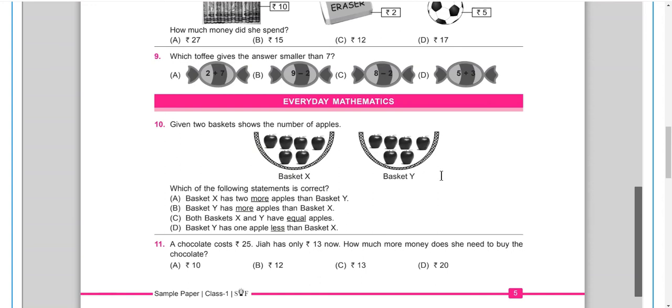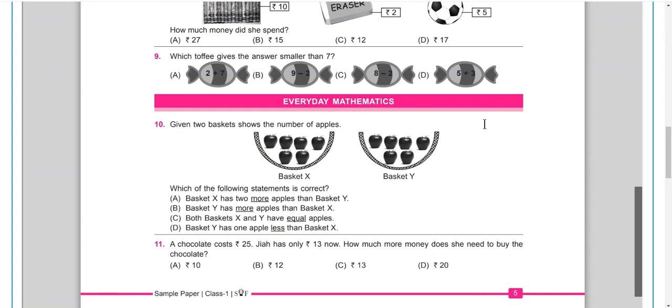Again 6. Oh, so it's equal. So let's read out the statements and find out what is correct. Okay, A is telling basket X has 2 more apples than basket Y. Is it correct or wrong? Wrong. Okay, B option is basket Y has more apples than basket X. Is it correct or wrong? Wrong. C, both X and Y have equal apples. True. So this is true.